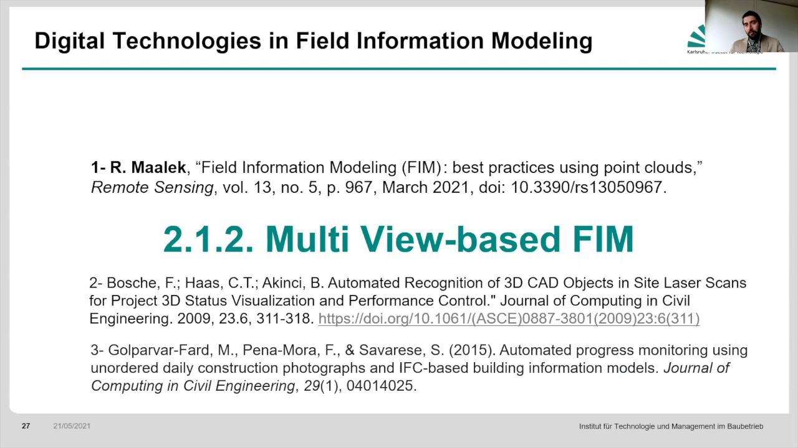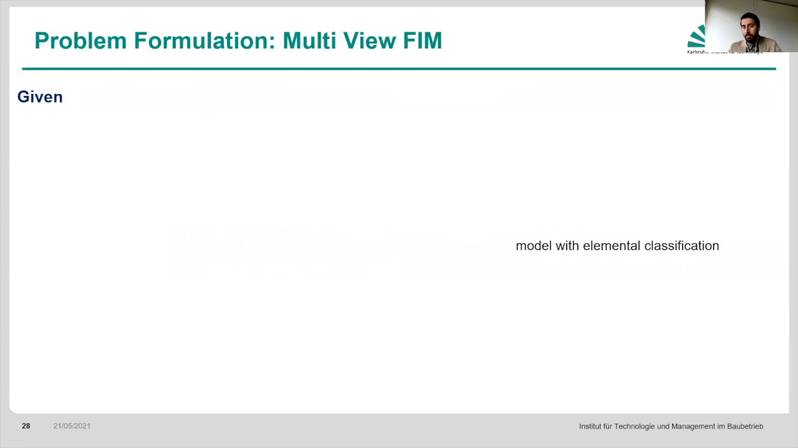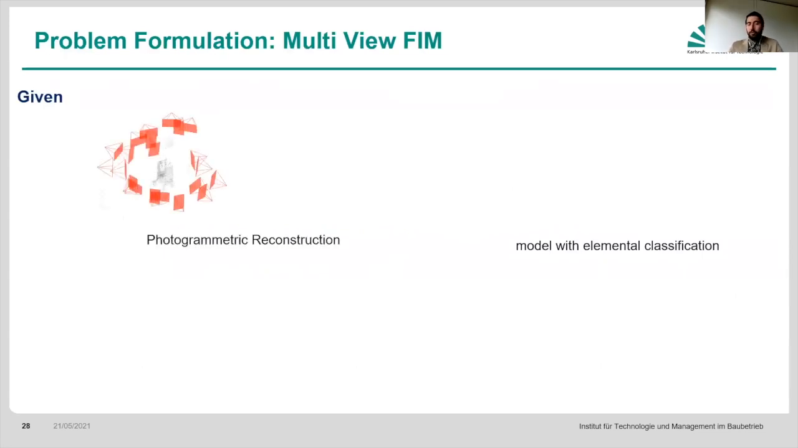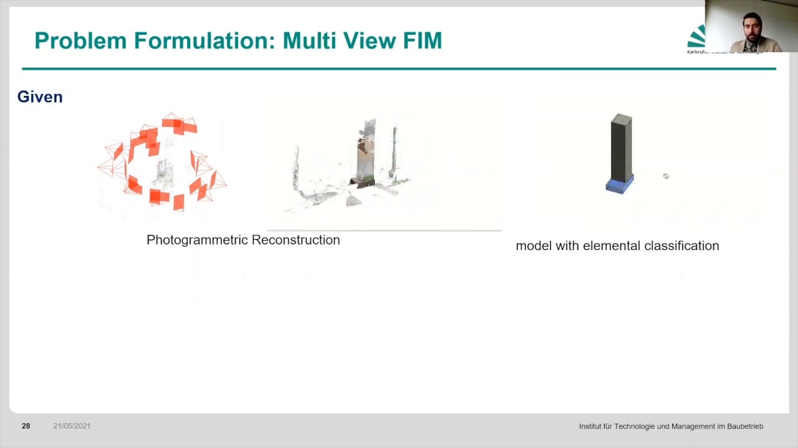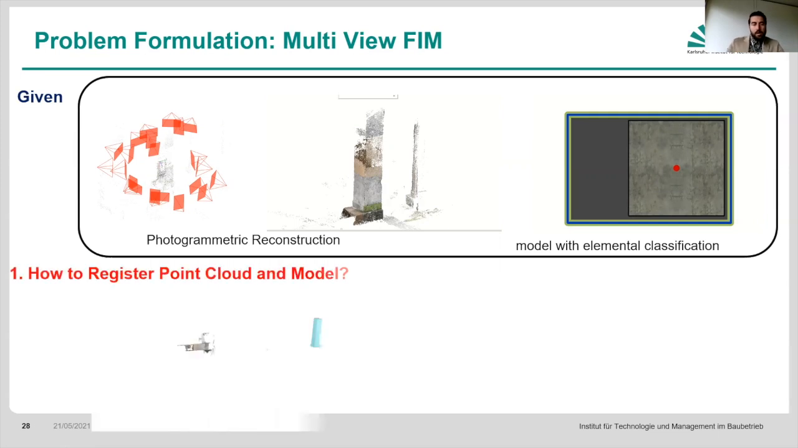So for the multi-view, you have different types of options to perform. So let's first formulate the problem. You have your photogrammetric reconstruction, which you've identified the sparse reconstruction, and your basic dense 3D reconstruction. So these two are given. And at the exact same time, you have the model with the elemental classification. So you have the same model, the elemental classification. Our problem is, how do we register these two together?